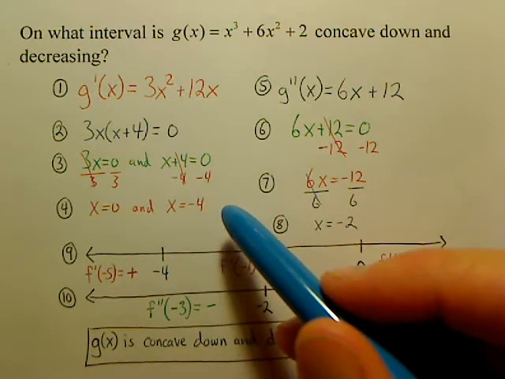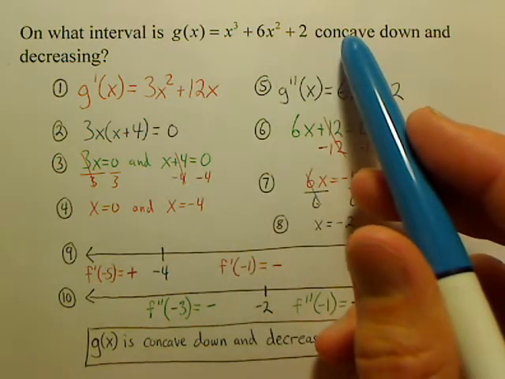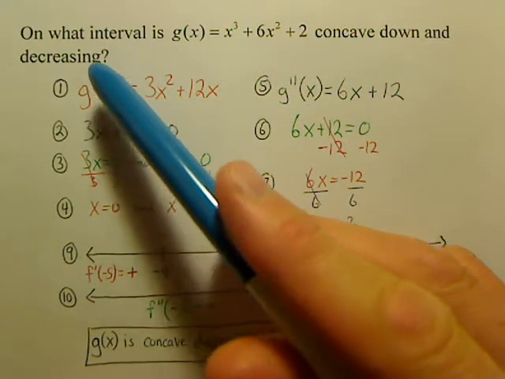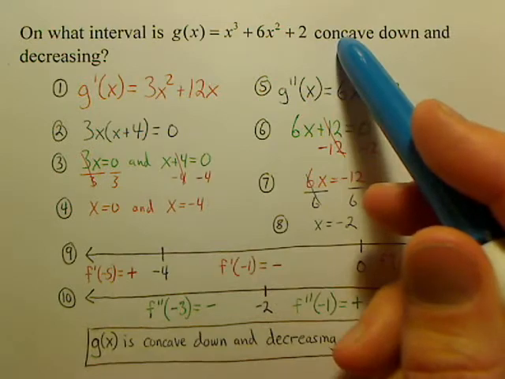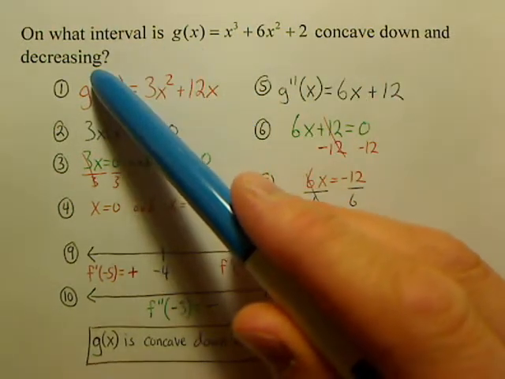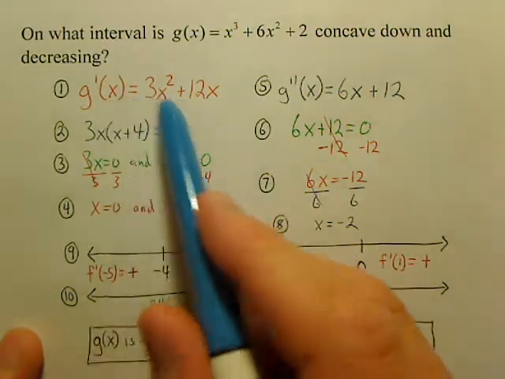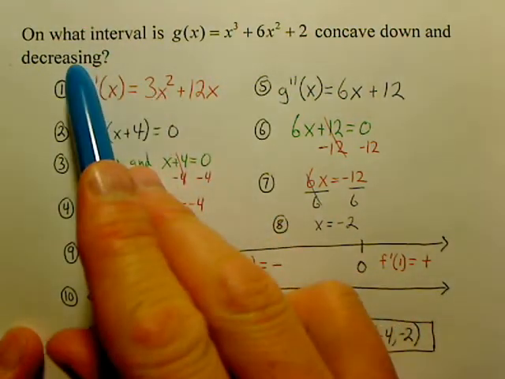This problem right here is a little bit more complicated because it's asking for where it's concave down and decreasing. It's bringing two concepts together. Concavity is a second derivative, decreasing is a first derivative. So here we go. What we have to do is take our first derivative to get decreasing.